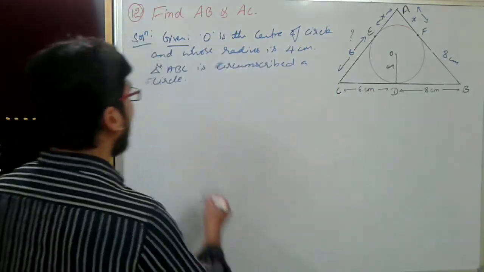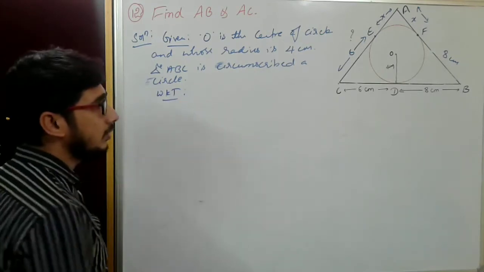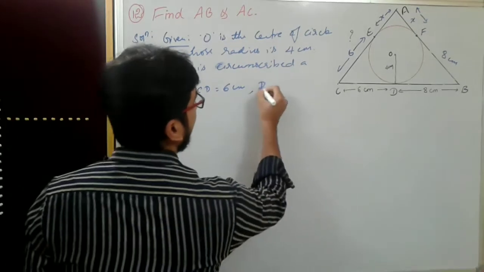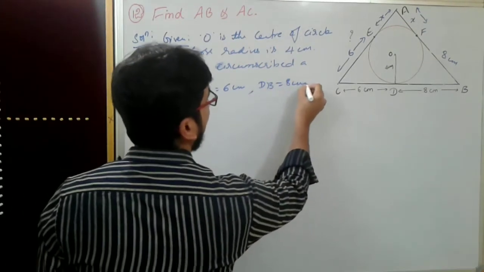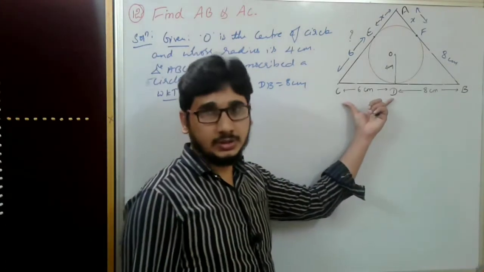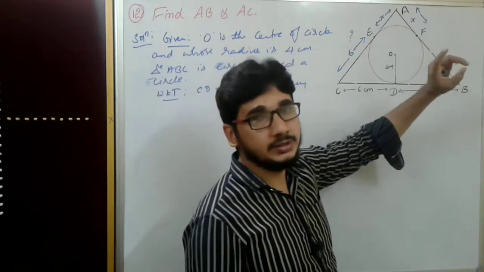Now we know the values. What they have given: CD is equal to 6 centimeter, DB is equal to 8 centimeter. Since this is 6 centimeter, this is also 6 centimeter, and this is 8 centimeter, this is also 8 centimeter.